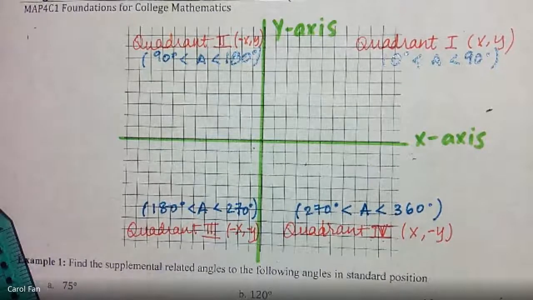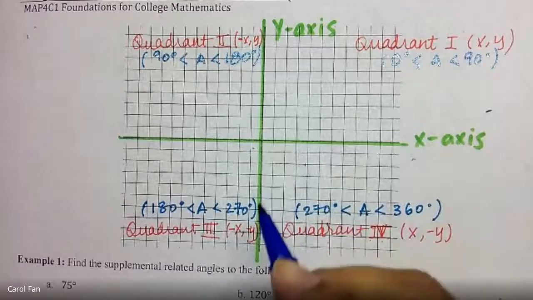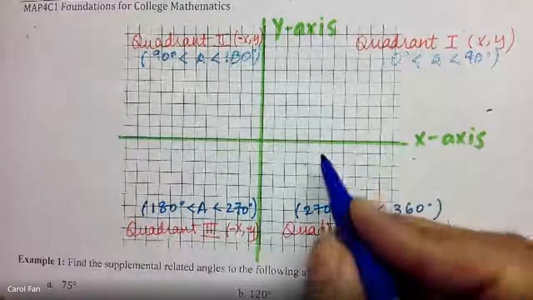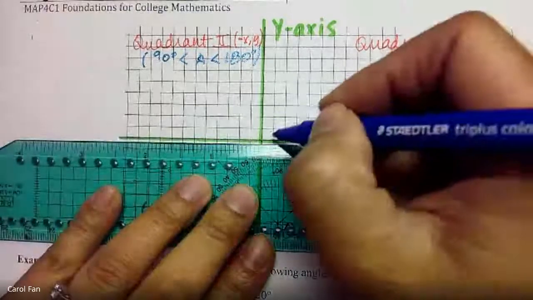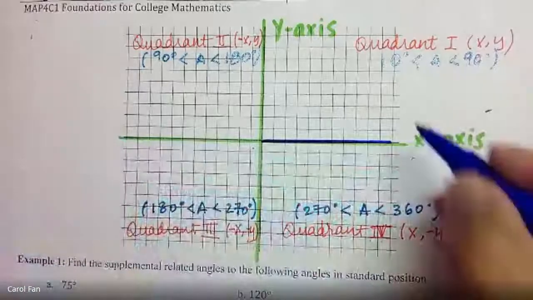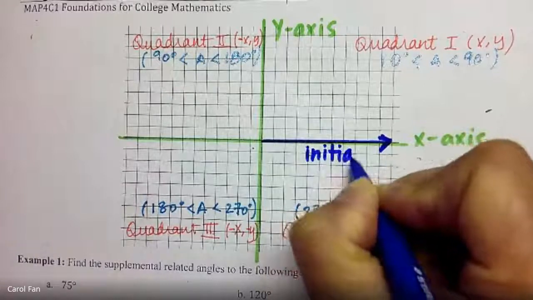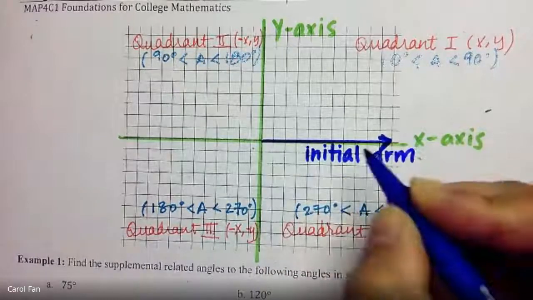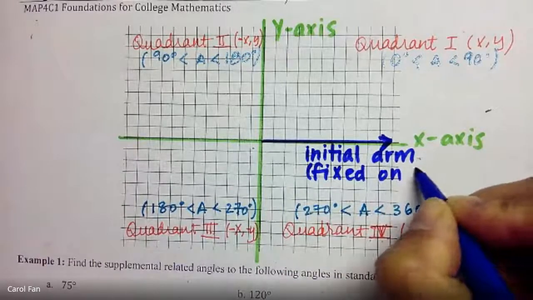Now, speaking about the angles, we're going to talk a little bit more about that. So, like a clock, when we talk about the Cartesian plane and trigonometry, we're going to be talking about arms. Our first arm is going to start along the positive x-axis. And this is called our initial arm. And this initial arm is fixed on the positive x-axis.